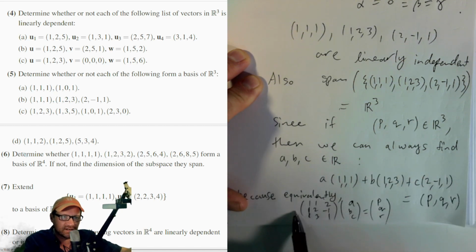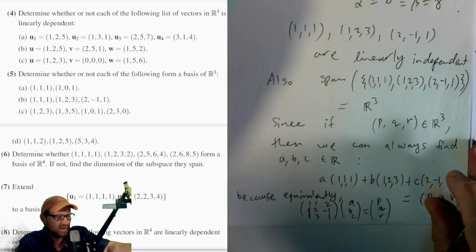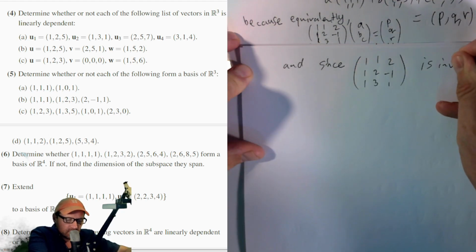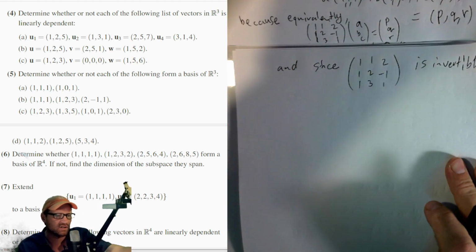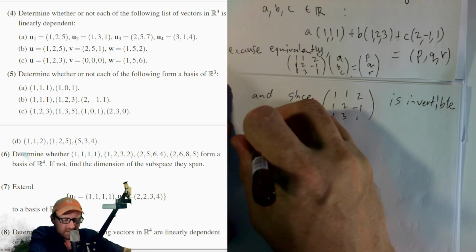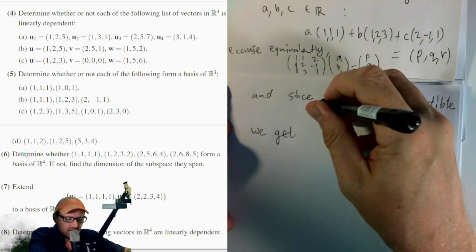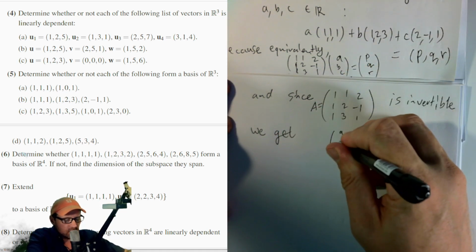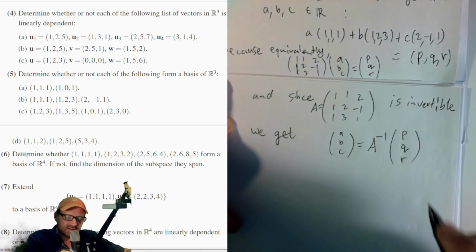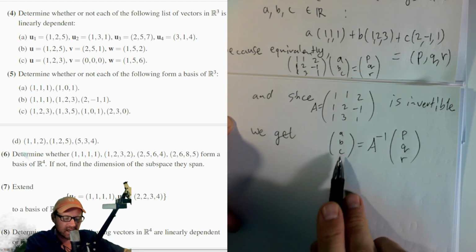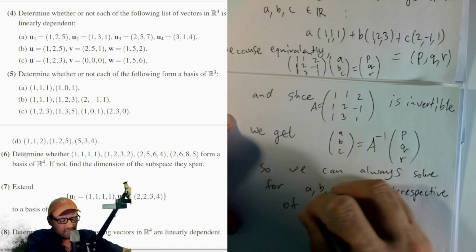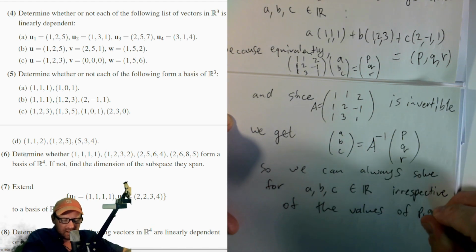And since this matrix here on the left is invertible, okay, I've run out of paper, so I'll grab some more here. And since the matrix is invertible, and we know that because that row reduced echelon form gave us the identity on the left, so we get, and let's just call this uppercase A, we get lowercase (a, b, c) equals A inverse times PQR. So this tells us we can always solve for A, B, and C in the set of real numbers, satisfying this irrespective of the values of P, Q, and R.